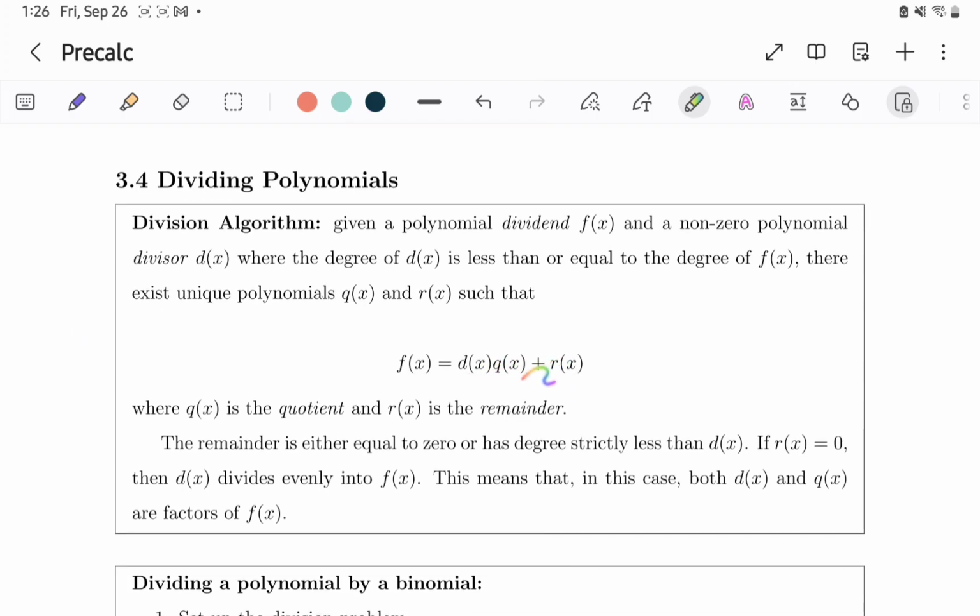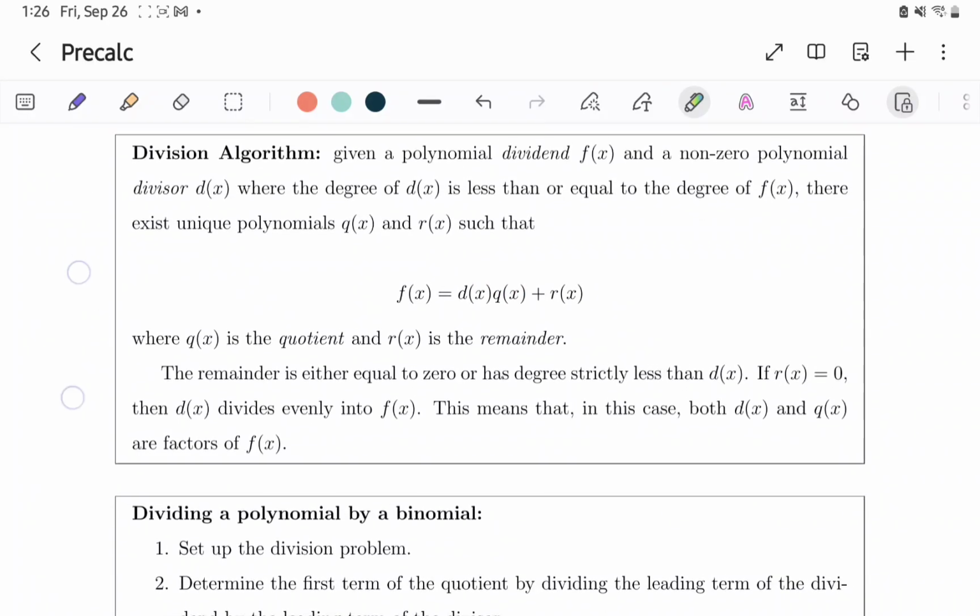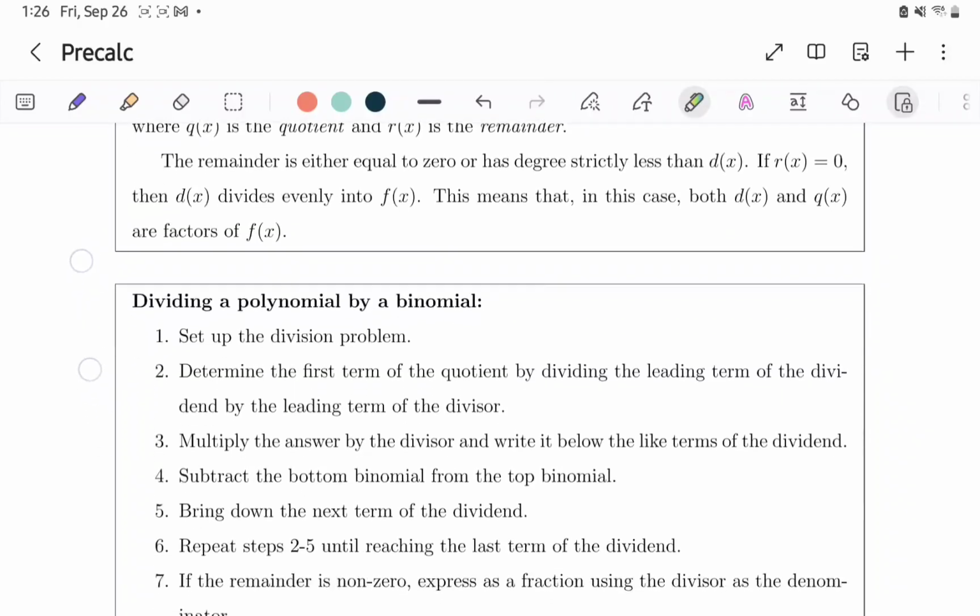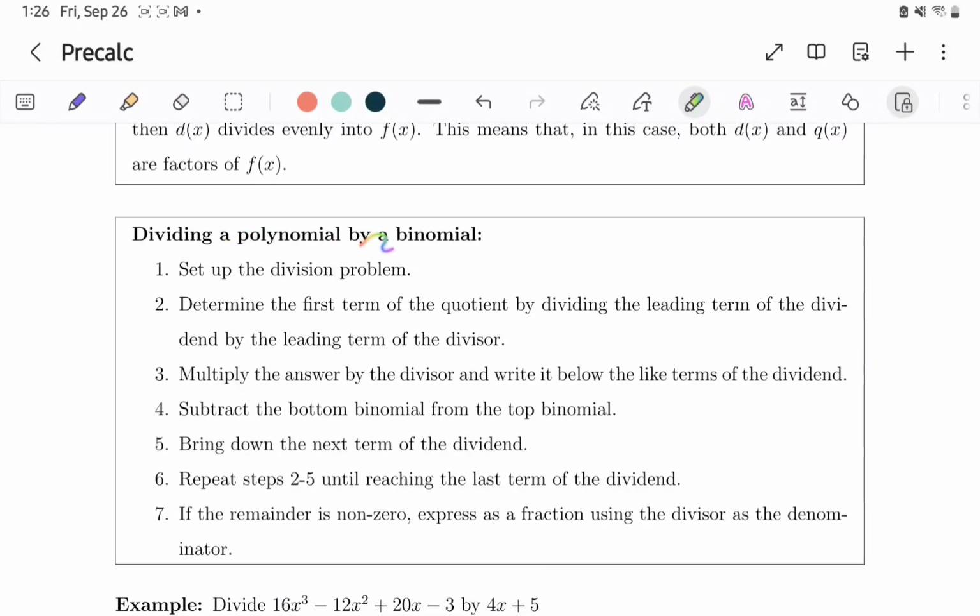So if r of x is equal to 0, then f of x is just going to be equal to d of x times q of x, which shows that d of x and q of x are both factors of f of x. So that might sound a little bit confusing. So let's just talk about these steps for dividing a polynomial by a binomial, which is just going to be any expression of the form a of x to the n plus b of x to the m, where n is greater than m.